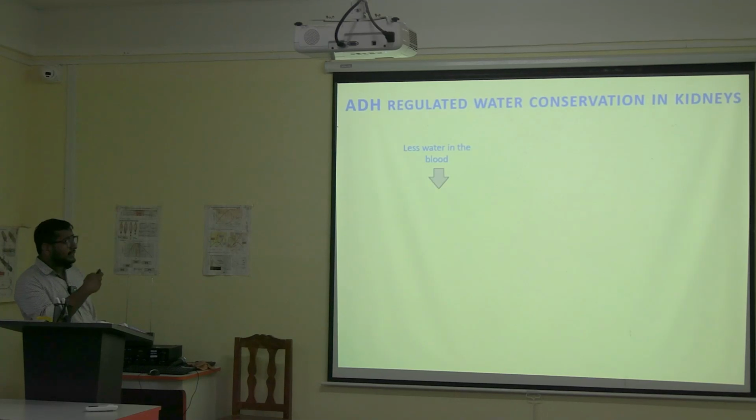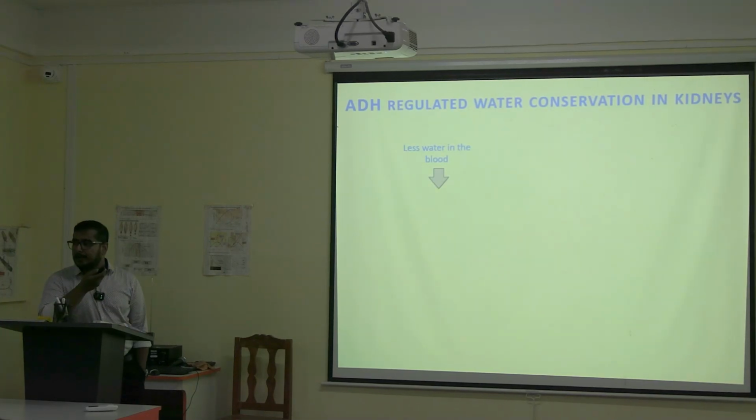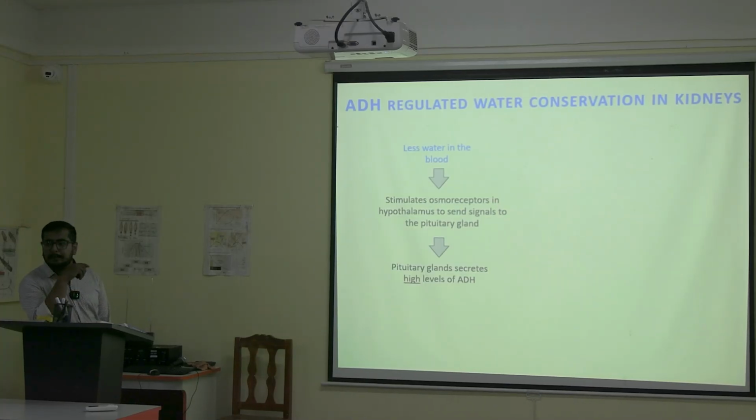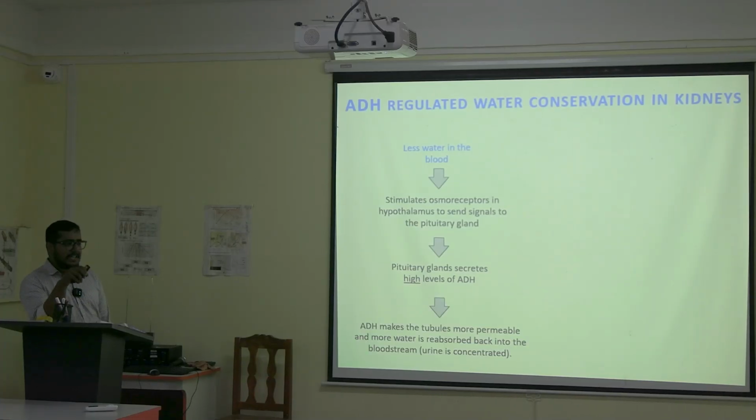Just imagine there is less water in the blood or you are highly dehydrated. At that time, a stimulus goes to the osmoreceptors of the hypothalamus. The hypothalamus then stimulates the pituitary to release ADH. This ADH acts on the tubules. There is some process by which aquaporins are developed, by which the water is absorbed from the distal nephrons.